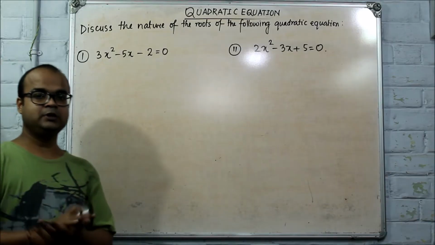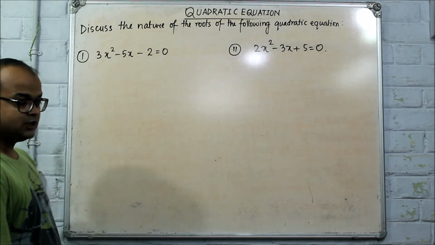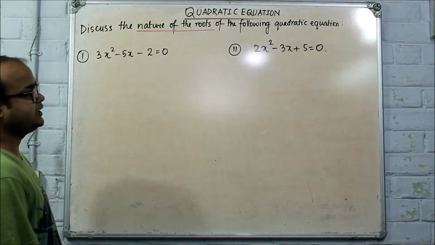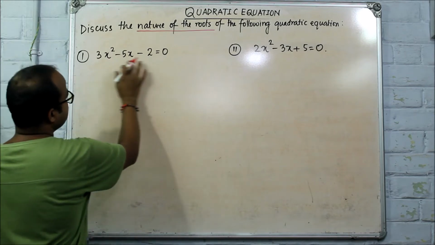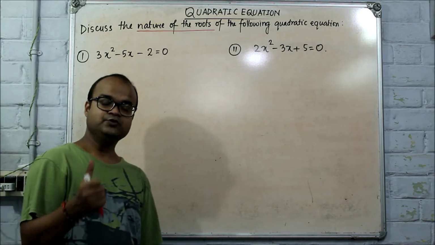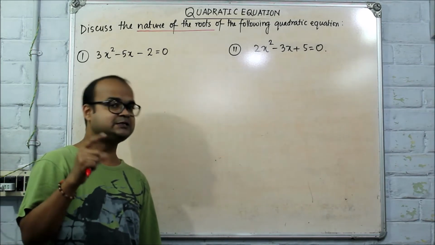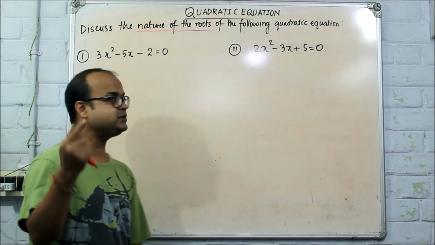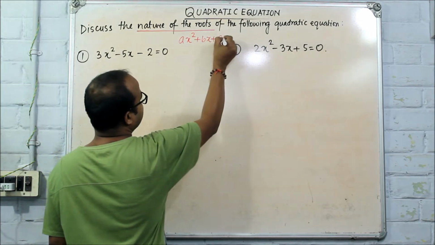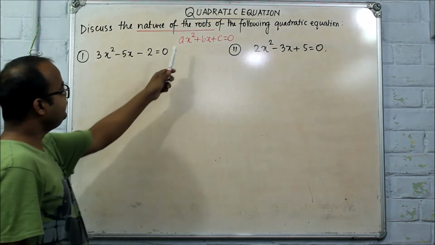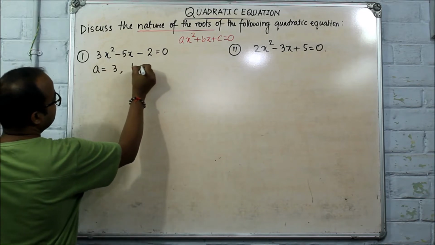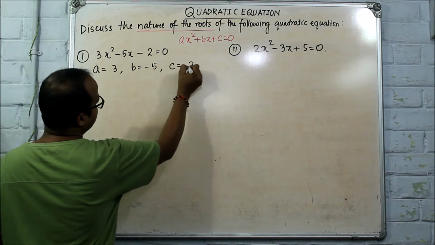Let us discuss some problems based on the nature of the roots. Discuss the nature of the roots of the following quadratic equations. First discuss this one: 3x square minus 5x minus 2 is equal to 0. So step 1, first we compare the equation with the standard form, that is ax square plus bx plus c is equal to 0. Now if you compare these two equations, you will get a is equal to 3, b is equal to minus 5 and c is equal to minus 2.